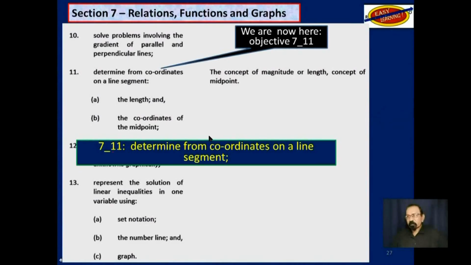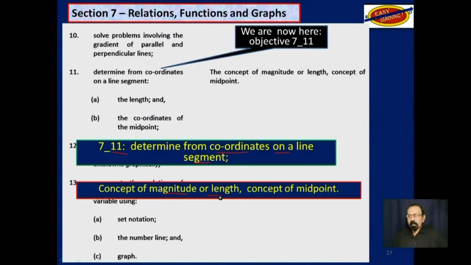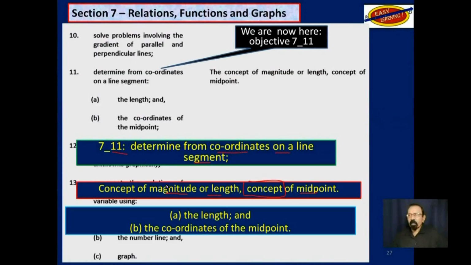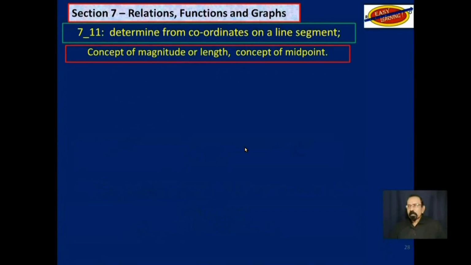So the objective says, determine from coordinates on a line segment the magnitude or length and the midpoint. But you have to know what the concepts of midpoint and magnitude mean. Once we know what those mean, we will then find the length and the coordinates of the midpoint given 2 points on a line. So let's talk about the concept of magnitude or length and what we mean by midpoint.